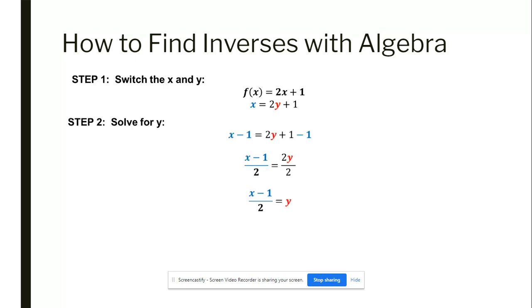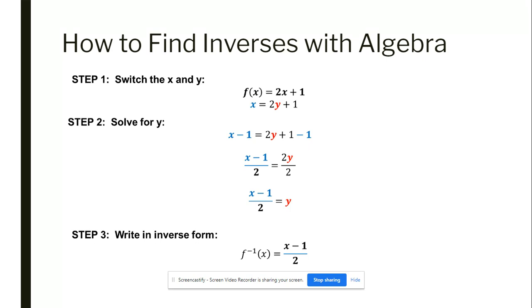Step 2, you solve for y. So you all know how to solve equations. You're going to work from the outside in. So here we're going to subtract 1 from both sides, and then we're going to divide both sides by 2, and we end up with x minus 1 divided by 2 is equal to y.